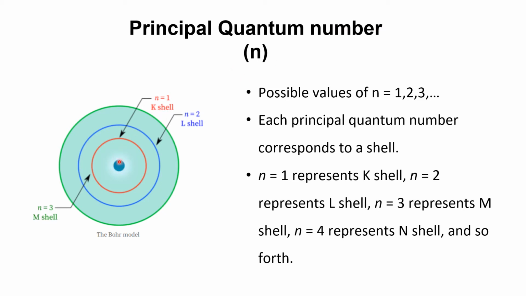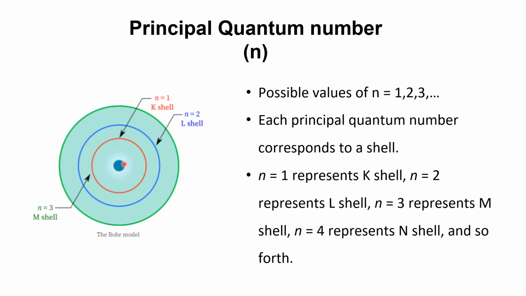I already told you that there is a nucleus at the center and the electrons are revolving around the nucleus. As we saw in the Bohr model of the atom, electrons are revolving in certain orbits. These orbits are named to help explain where an electron lies. So n tells about that orbit. The possible values of n can be 1, 2, 3.